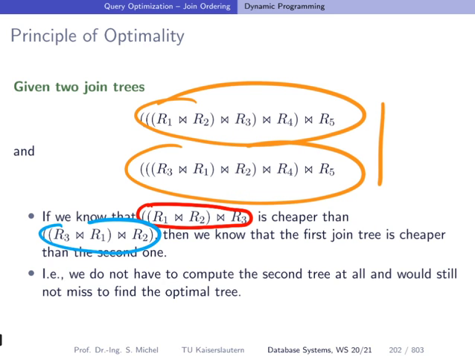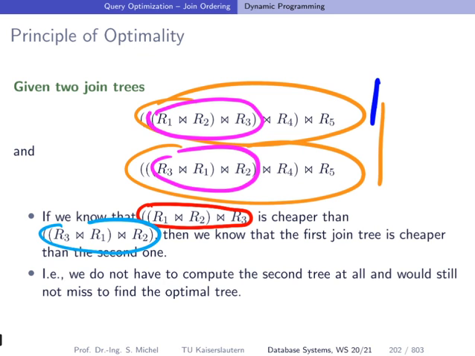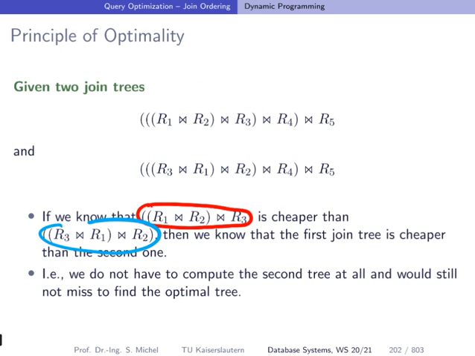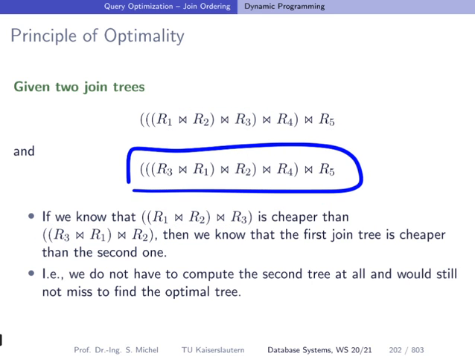Because the solution for the subproblem inside is cheaper for the first join tree compared to the second join tree. And this is the idea why we can avoid looking at this solution, if we know already that this one here is not the optimal solution for joining relations 1, 2, 3. Right? And that's the idea of using dynamic programming or this principle of optimality for our join ordering problem.